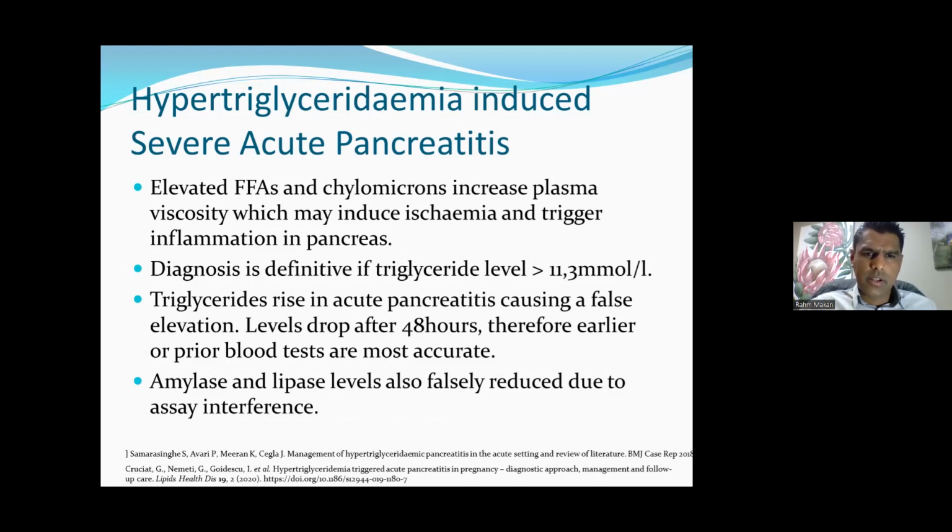And the triglycerides do rise naturally in acute pancreatitis that may cause a false elevation. And then also the levels drop approximately 48 hours after the onset of pancreatitis. So the diagnosis can be a bit tricky depending on where the bloods are taken. However, prior blood tests or an earlier blood test after the patient becomes symptomatic would be the most accurate. Also, the amylase and lipase levels can be falsely reduced due to assay interference by the hypertriglyceridemia itself.